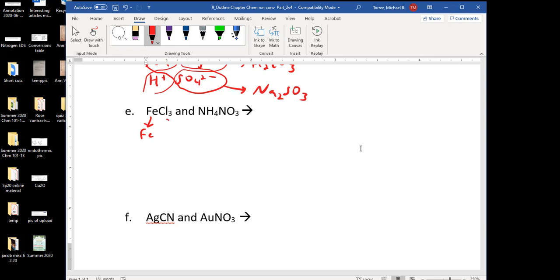This is iron. This is chloride. Because there were 3 chlorides, then the iron has to be a 3 positive, because 3 positives and 3 of the negatives equals 0. Here's the ammonium with a positive charge. Here's the nitrate with a negative charge. Please notice that you have to have these memorized. So let's go ahead and write them again.